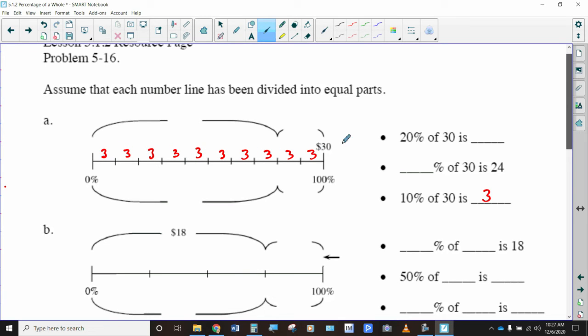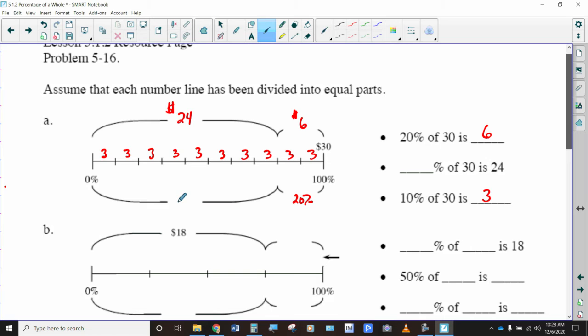Right? 3 times 10 is 30. So this quantity here, which represents 20% because it's 2 intervals, must be equal to $6, correct? So that would be 6. And this part is 1, 2, 3, 4, 5, 6, 7, 8. That's 8 times 3 is $24. So that's going to be the statement.